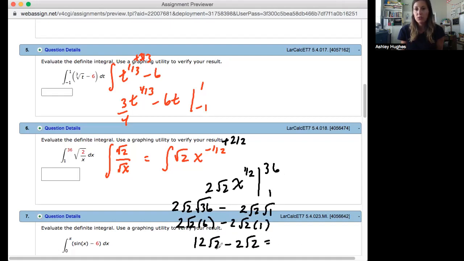And so if I subtract those, you can kind of treat this root 2 like an x. Like if I had 12x minus 2x, that would be 10x. So this is 10 root 2.